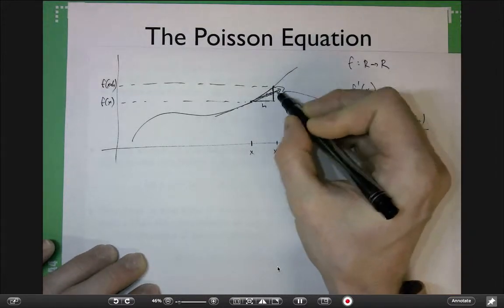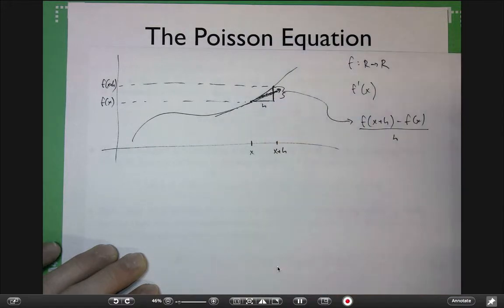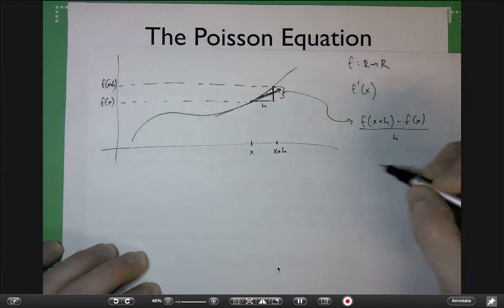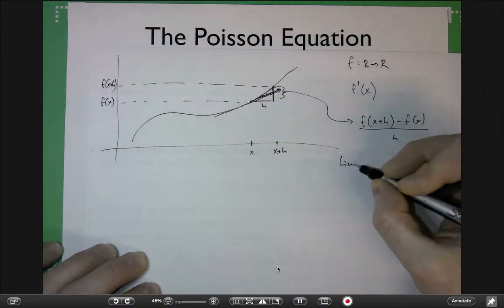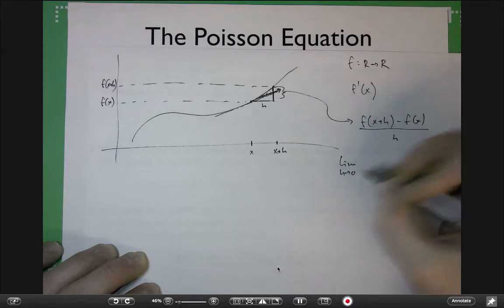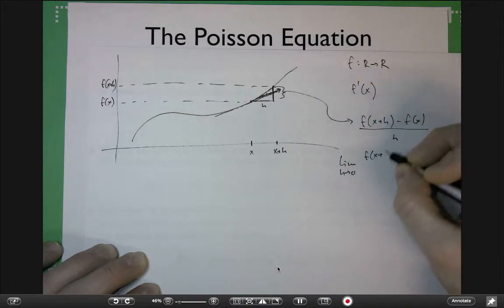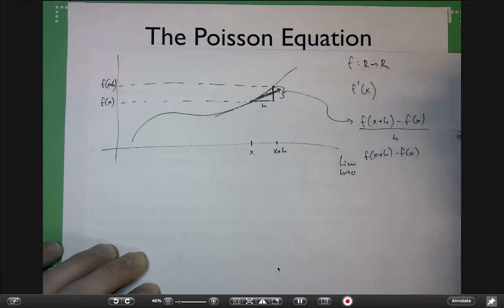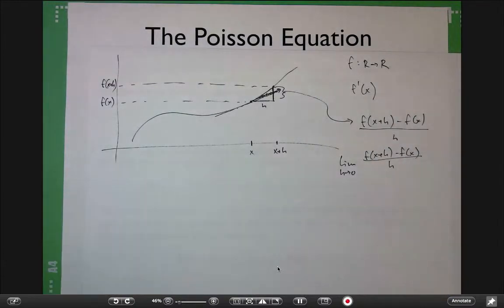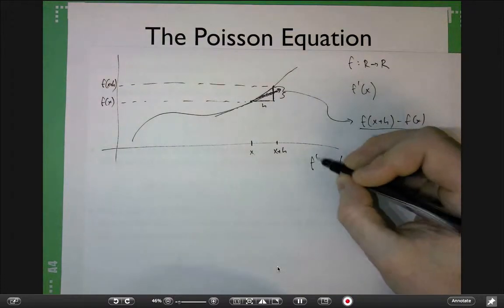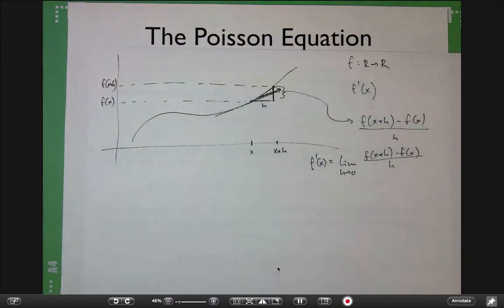Actually, there is a reason, right? Because the derivative is defined as the limit of h going to 0 of f(x plus h) minus f(x) divided by h. It's actually cool that I still remember that. Thanks for asking me. So this is how the derivative at x is defined.